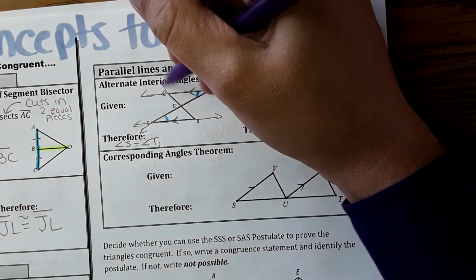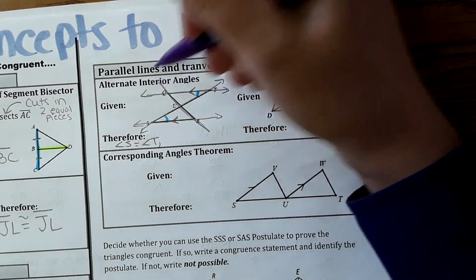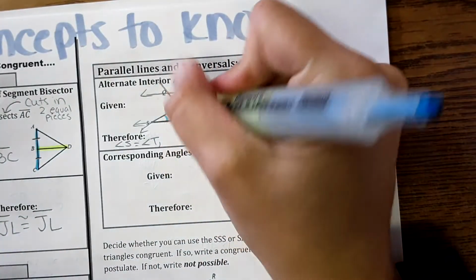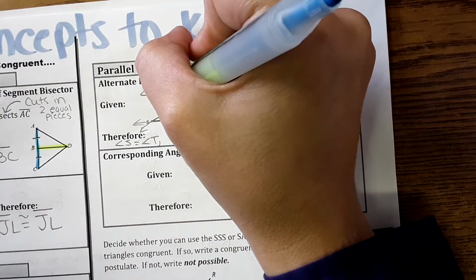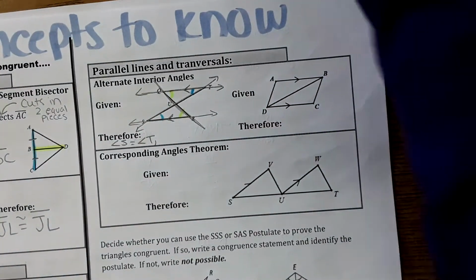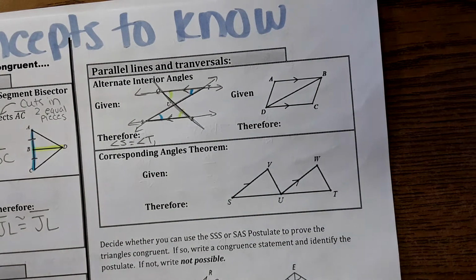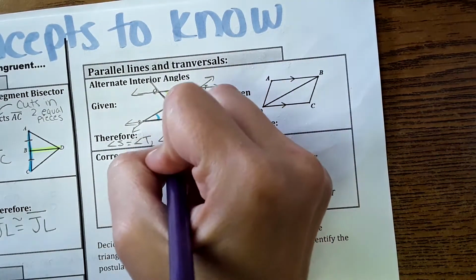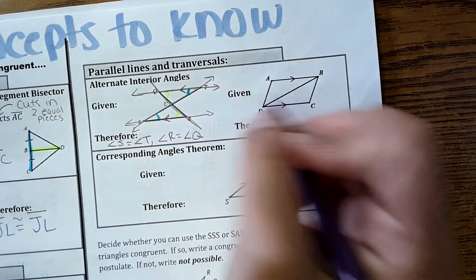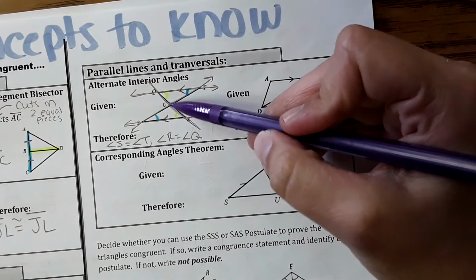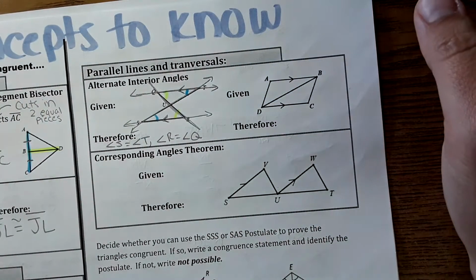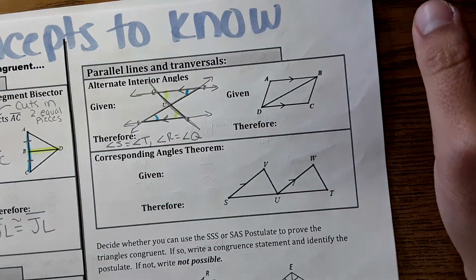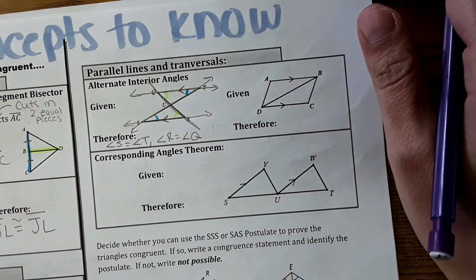Then we also have a transversal right here. And again, alternate interior angles would be this angle right here and this one here. And alternate interior angles are congruent, so angle R is equal to angle Q. And then vertical angles are congruent too. So these two triangles have all the angles the same measure, meaning they are similar. They could be congruent, but we don't have enough information to say they're congruent.